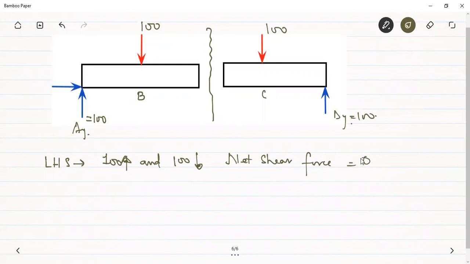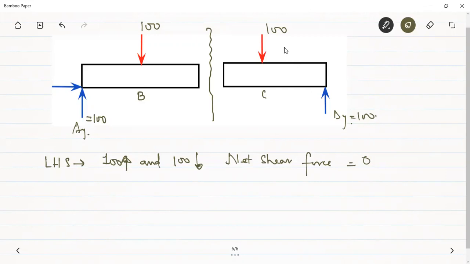Isn't it 0? Okay. Now, if I consider the right hand side of the section, 100 upwards, 100 downwards, the net shear force again is 0. Okay. Considering both the sides of the section, the net shear force at this section will be what? 0. It will be 0.